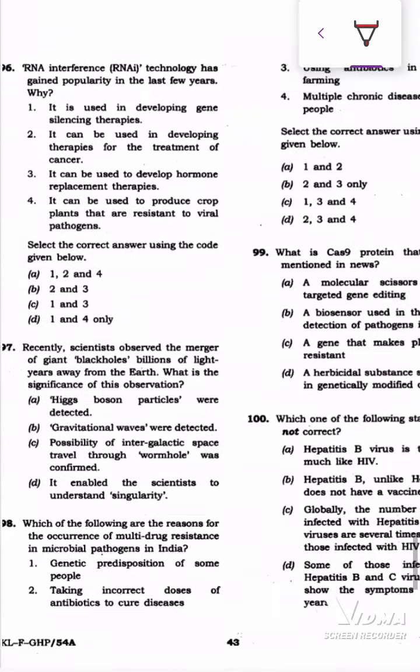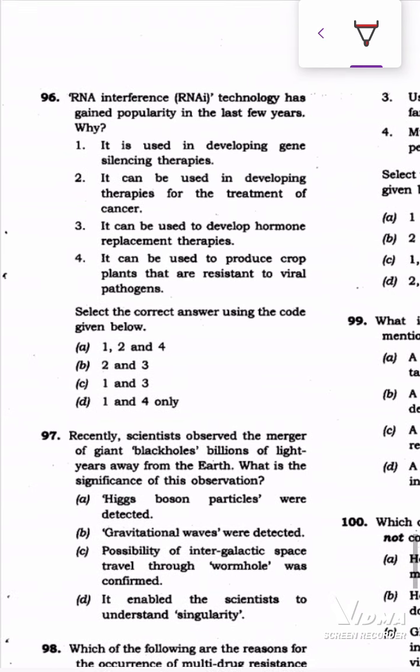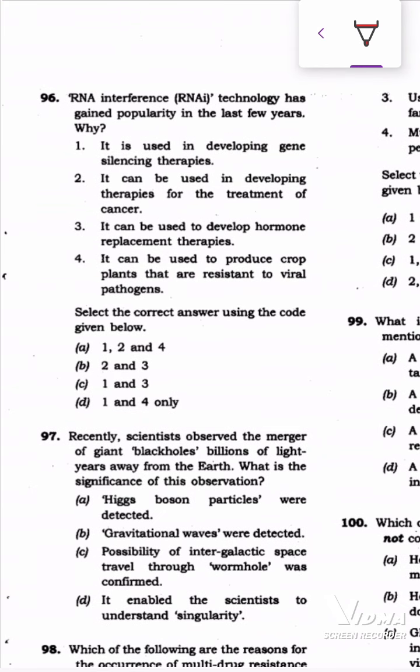Now the last set of six questions. RNA interference, RNAi technology, has gained popularity in recent times.